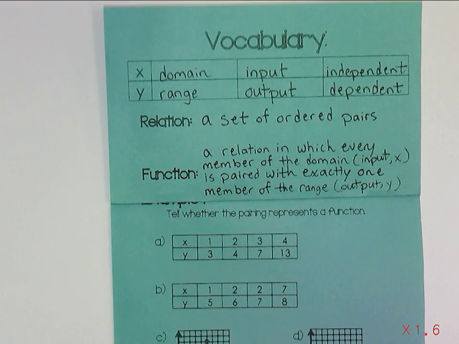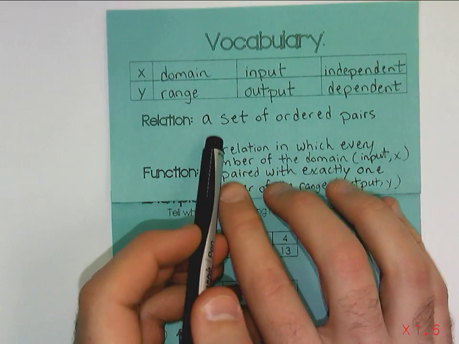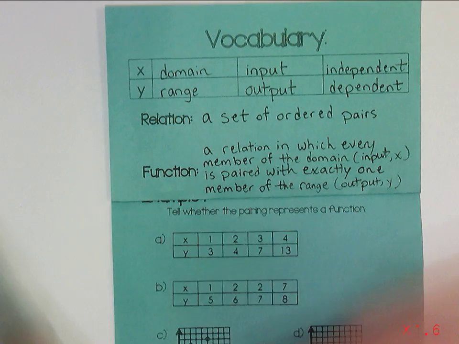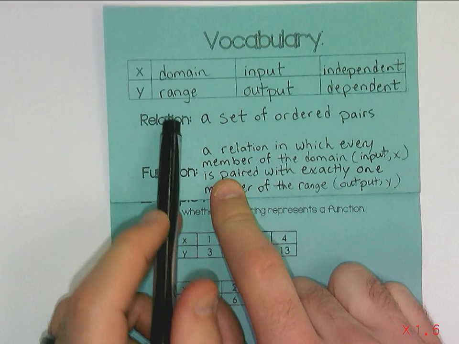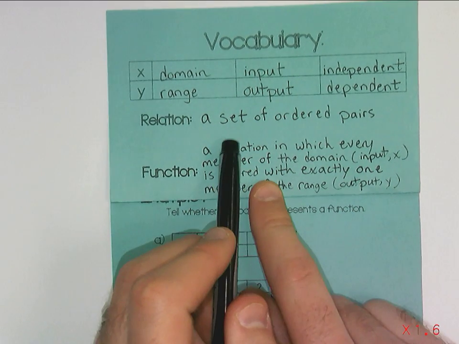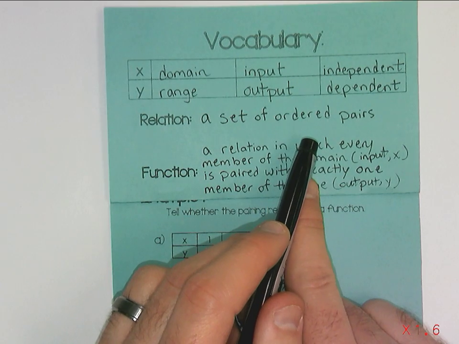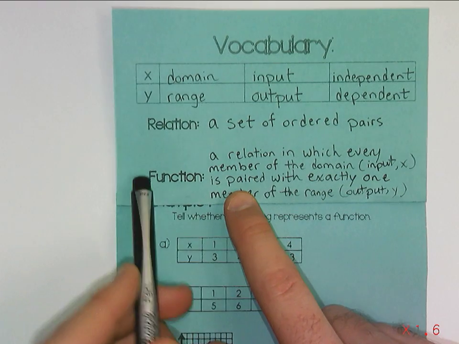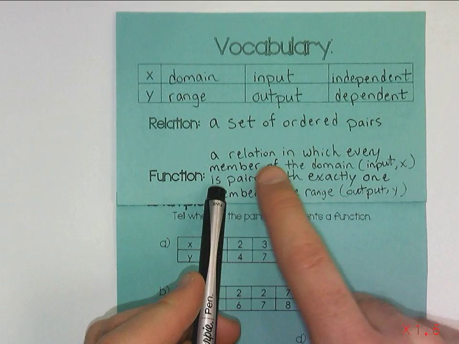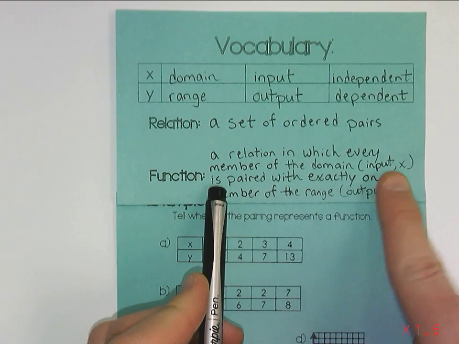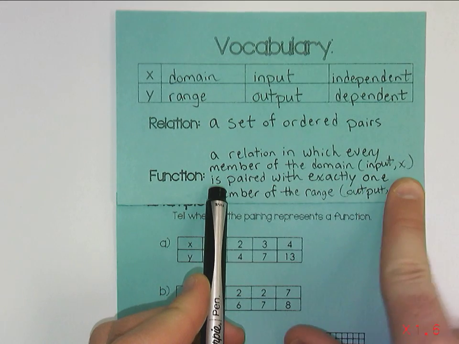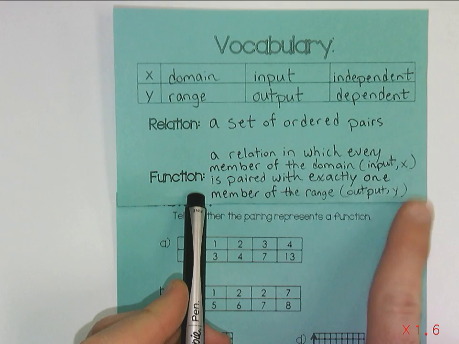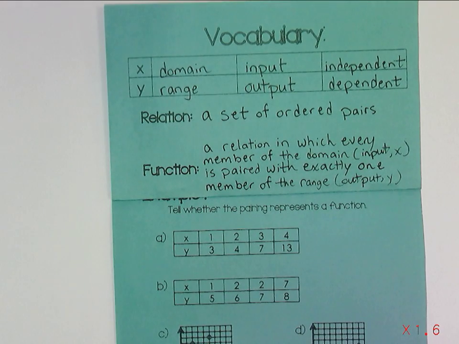Now, I had talked about a relation before. Relations and functions are related in a way. A function is just a special type of relation, and we define a relation as a set of ordered pairs. So if we just had a group of ordered pairs, that's considered a relation. What makes a function a special type of relation is that it's a relation in which every member of the domain, or your input, or your x values, is paired with exactly one member of the range, or your output and your y value. And I had mentioned that earlier on your other foldable.